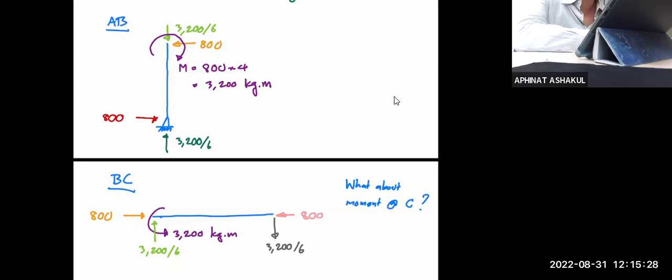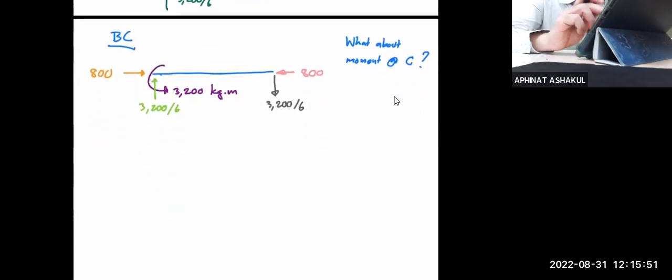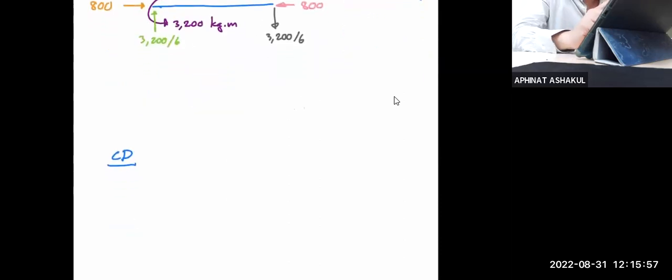Because again, if you can look further forward, you know that member CD has a roller at D. So in order for member CD to be balanced, you can't have moment at C. So before we calculate this, I'm just going to jump forward and try to write the free body diagram of member CD just to show you.